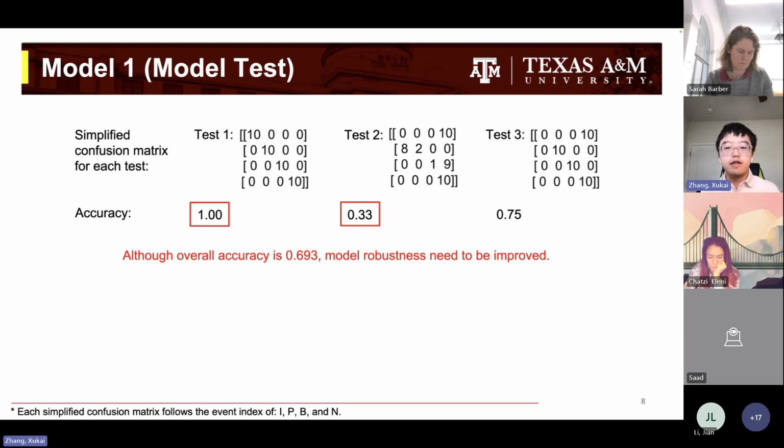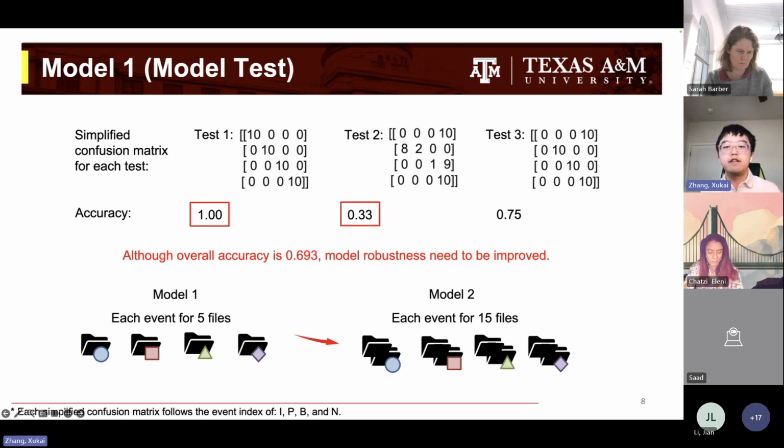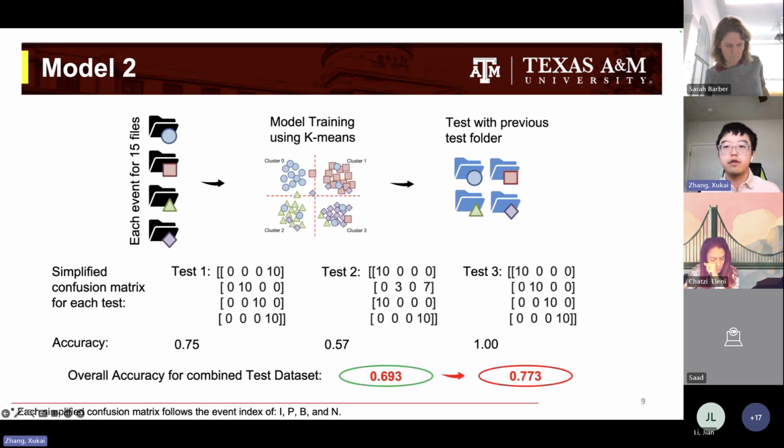To address this, we decided to expand the training data set for Model 2 from 5 files for each event to 15 files for each event. We trained Model 2 using 15 files from each event and continued to use k-means for training. We tested with the same test data set as before. This time, the accuracy generally improved, with the overall accuracy rising from 0.693 to 0.773.